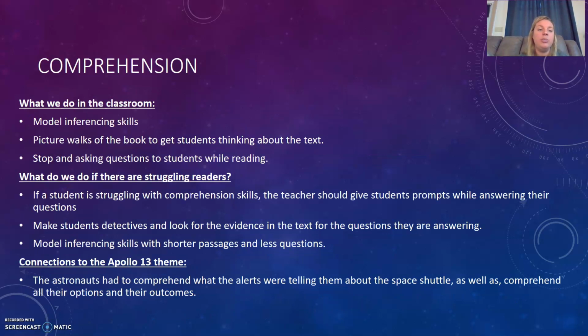Moving on to comprehension, what we do in the classroom, we model inferencing skills. We do a lot of picture walks of the books to get students thinking about the text, and we stop and answer questions and ask students questions while reading. What do we do if they're struggling readers?